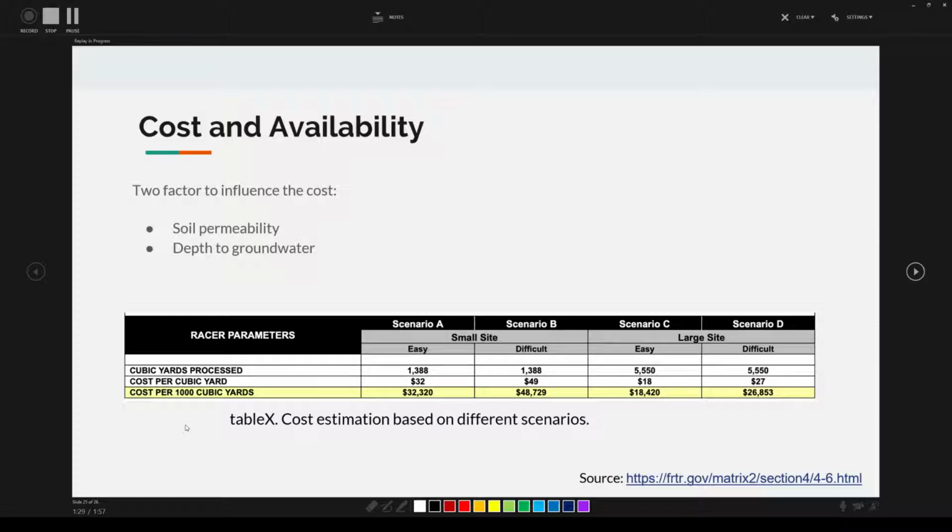So, for easy and small sites, the cost is $32 per cubic yard. For difficult and small sites, the cost is $49 per cubic yard. For easy and large sites, the cost is $18 per cubic yard. For difficult and large sites, the cost is $27 per cubic yard.